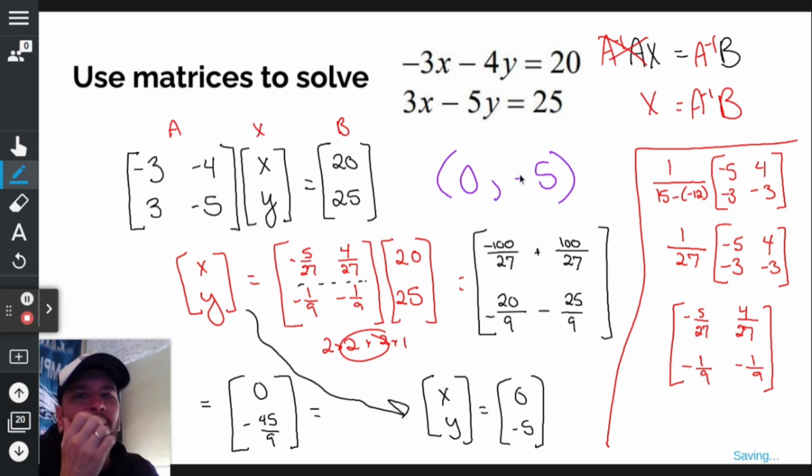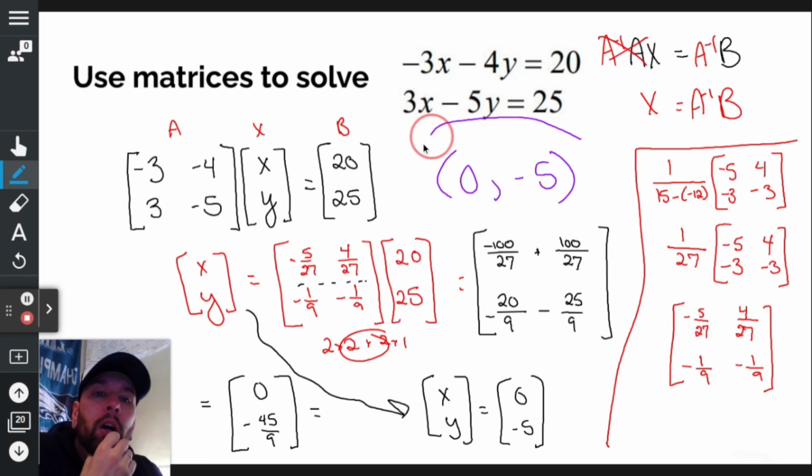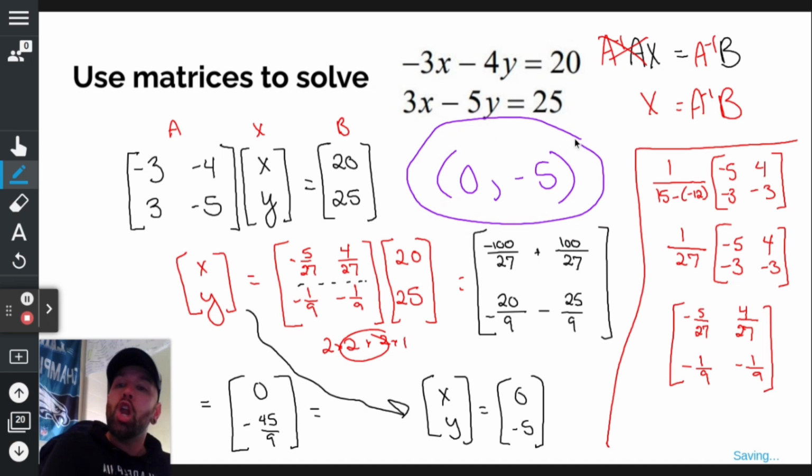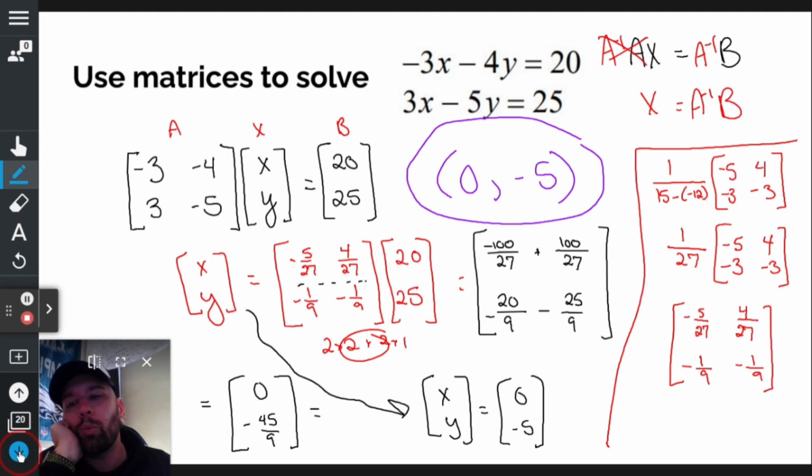So if I tested that, negative 3 times 0 is 0. Negative 4 times negative 5 is 20. 3 times 0 is 0. Negative 5 times negative 5 is 25. It worked. Was it easier? No, not in any way whatsoever. But we did it.